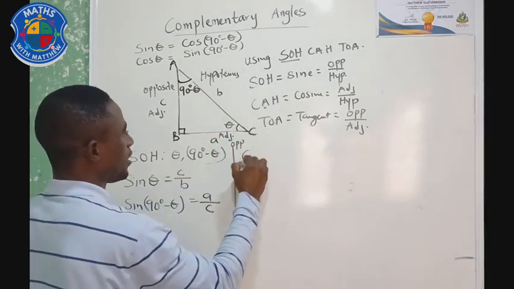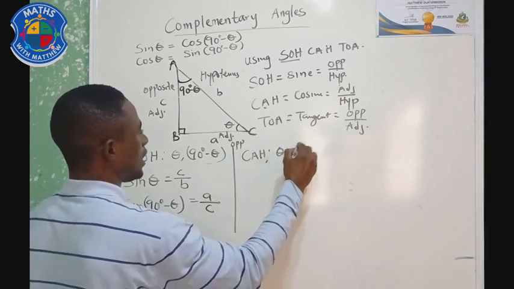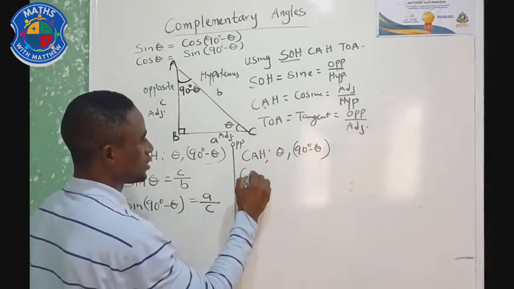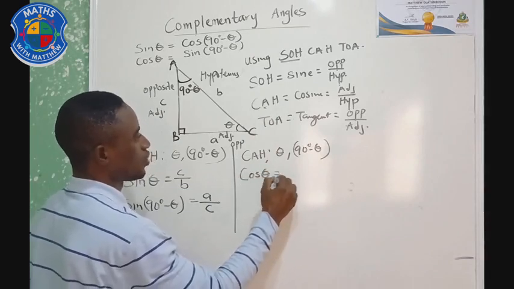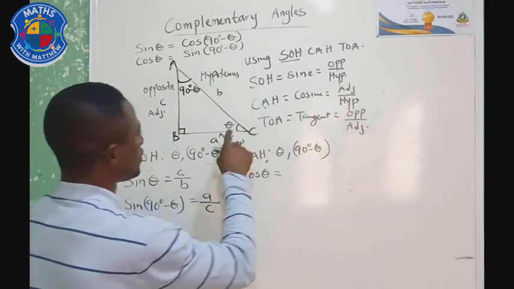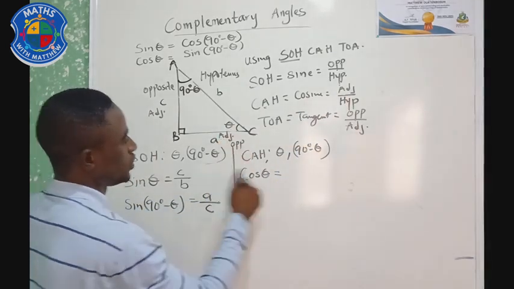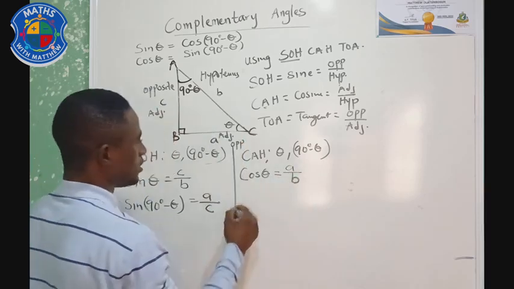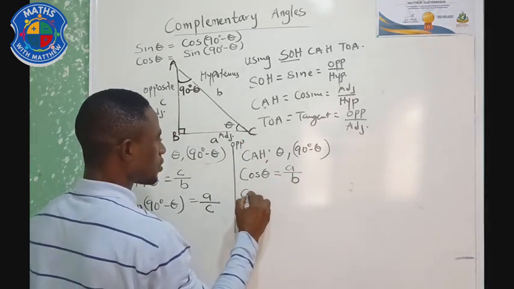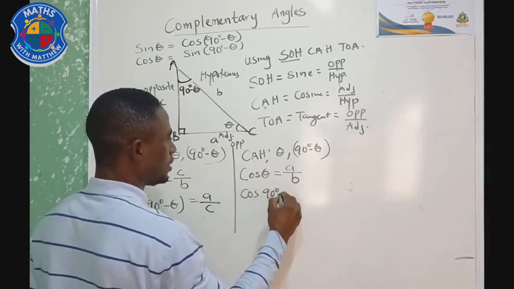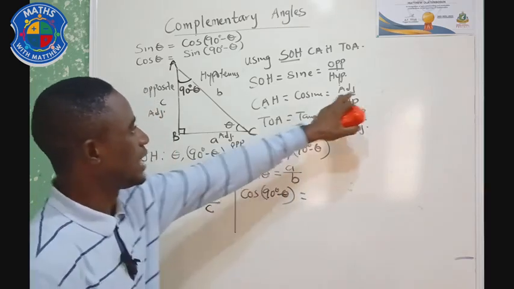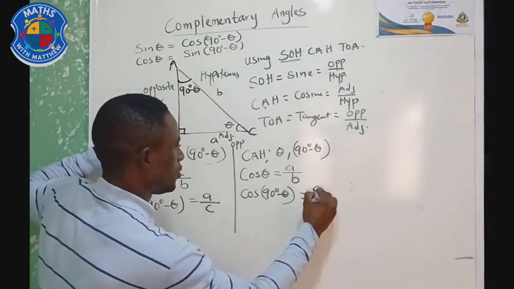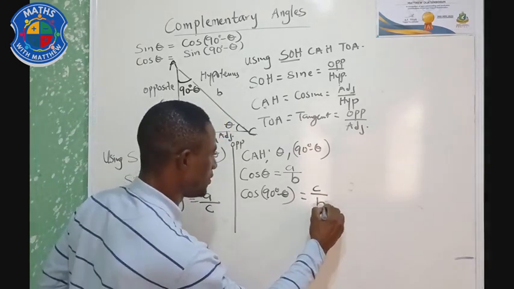Let's do that of our cosine. Cosine of theta and of 90 minus theta. Right? So don't forget our cosine. We are using cos theta, which will be equal to adjacent over hypotenuse. Adjacent of this theta is A, over the hypotenuse, which is B. Then we go to cos 90 degrees minus theta, which is also adjacent over hypotenuse. What is our adjacent? Adjacent of this is C, over the hypotenuse B.